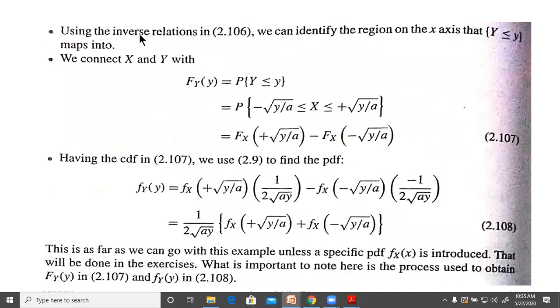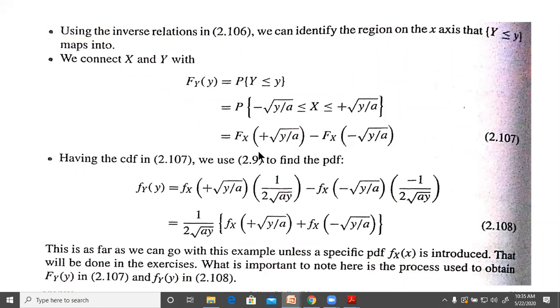Okay. So using the inverse relation in 2.106, we can identify the region on the x-axis that this maps into. So now we need to write both the regions, that is minus root of y by a less than or equal to x, less than or equal to plus root of y by a. So you have two different things: f_X of plus root of y by a minus f_X of minus root of y by a.